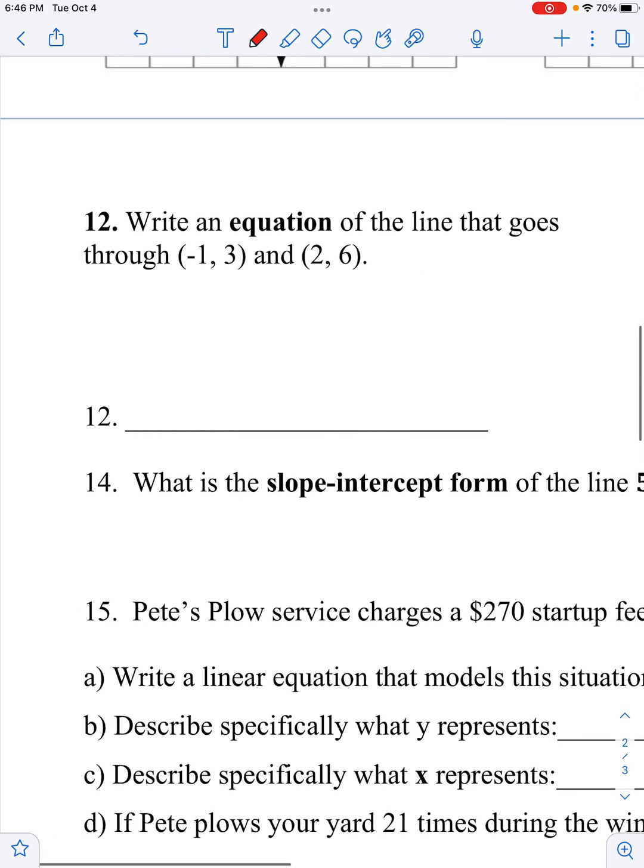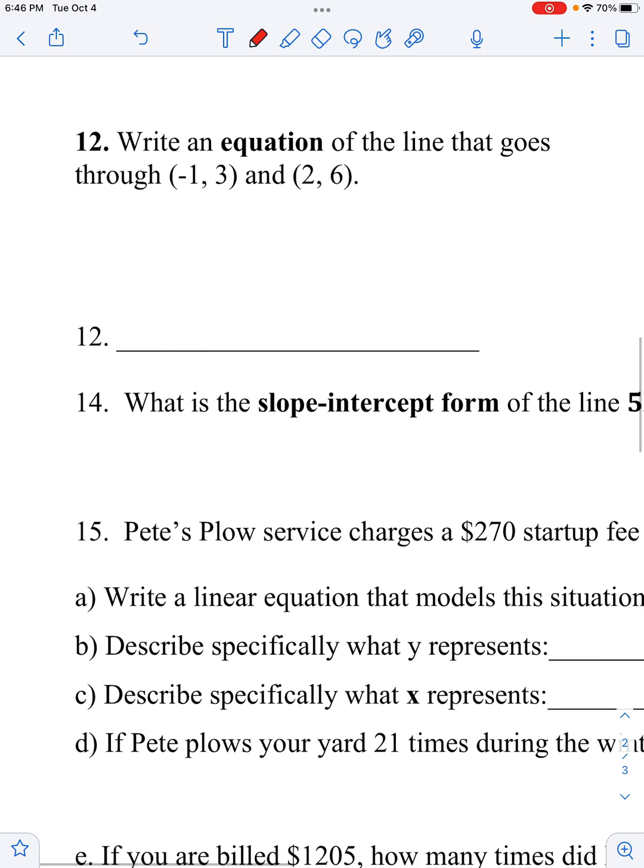All right, let's do the back. Equation of the line. Okay, this is from that yellow chart. We need to find the m. So 6 minus 3 over 2 minus negative 1. So slow down and be careful with that. This turns into adding. I get a slope of 1.